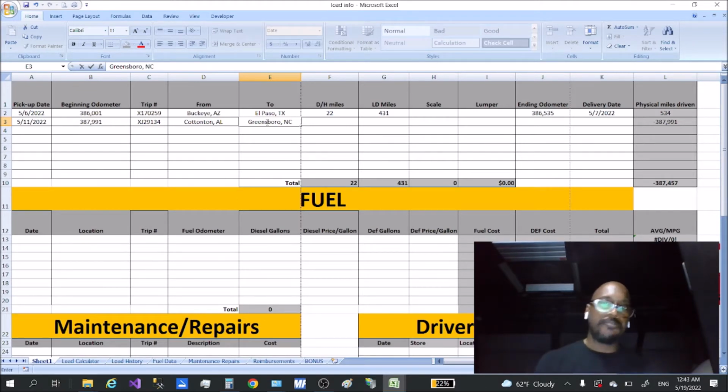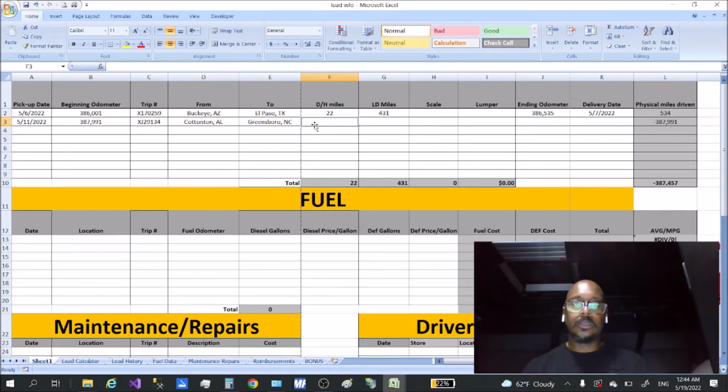I did go home for that week. I didn't make too much. I'm sorry, I haven't driven too many miles because I did go home. My deadhead miles for this was 68 miles, and my loaded miles was 467.